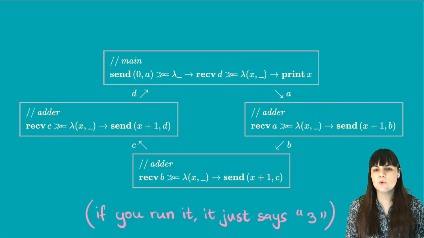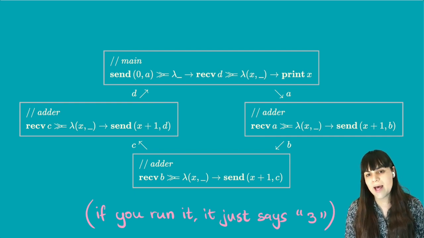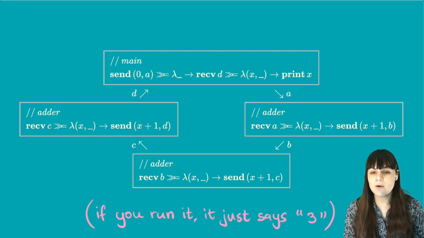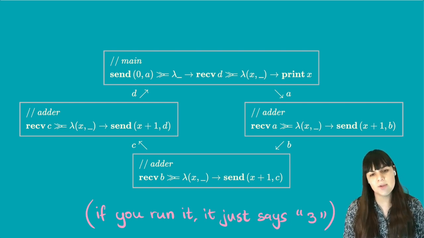So our example has 4 processes communicating in a ring. The bottom 3 processes are all adders, and they do the same thing. The only difference is that they're wired to different input and output channels. Let's just read over the leftmost one. It receives an integer over channel C, calls it x, adds 1 to x, and then sends that over channel D. The top process is the main process, which starts and ends the communication.